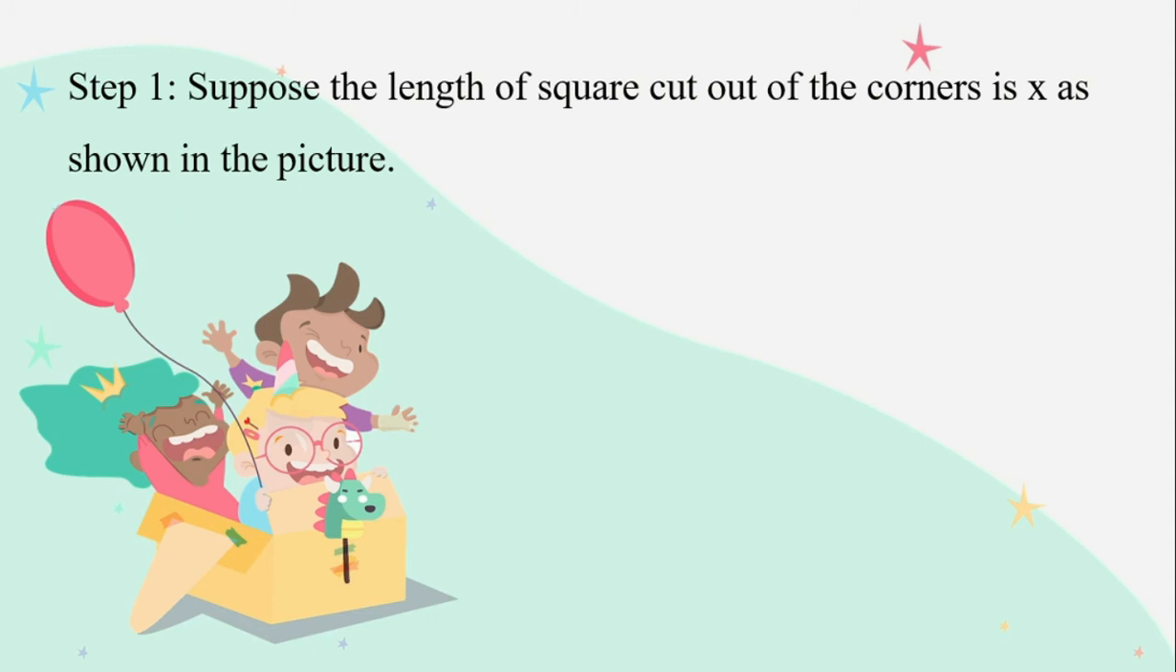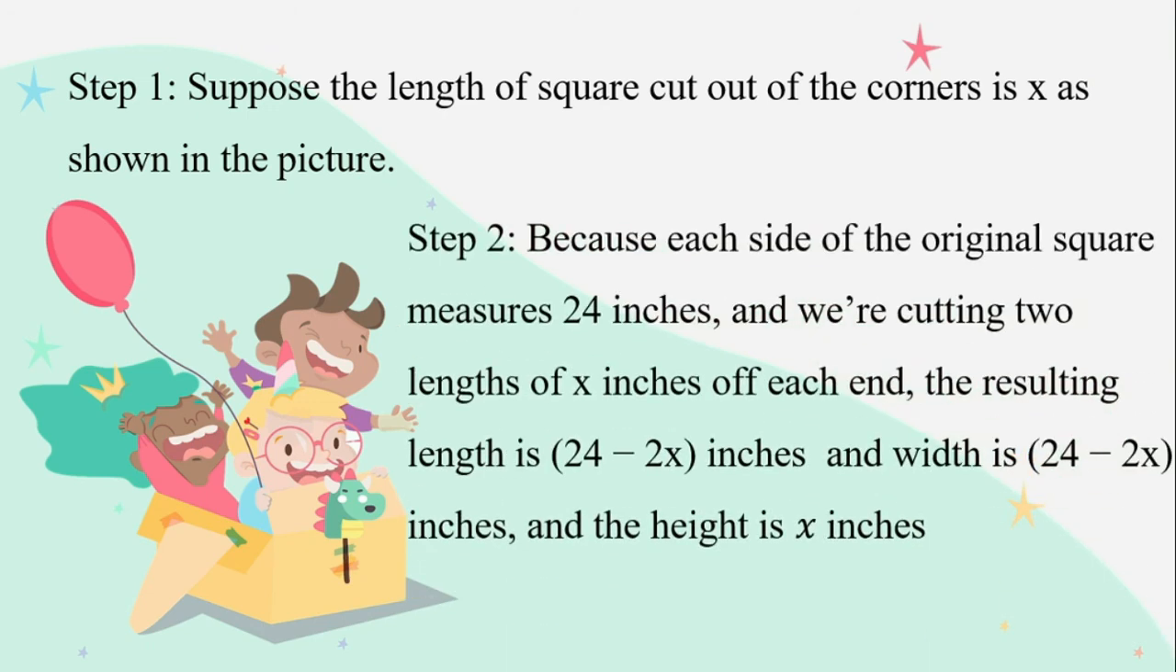Step 1. Suppose the length of the square cut out of the corners is x, as shown in the picture. Step 2. Because each side of the original square measured 24 inches and we are cutting two lengths of x inches from each side, the resulting length is 24 - 2x inches, the width is 24 - 2x inches, and the height is x inches.